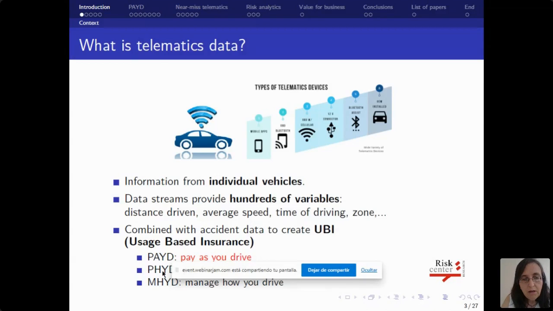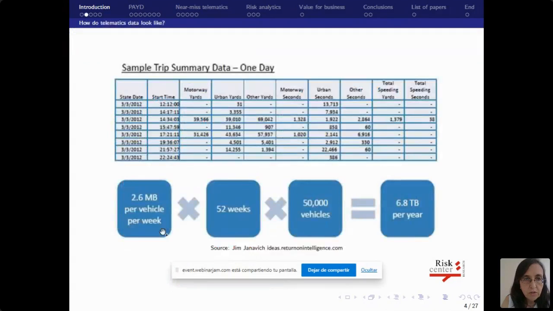There's also another way of doing this, that's pay how you drive, where you take into account how people drive. I mean, if the speed is too high, then probably the price will change. And there's a third way of doing UBI, and that's called manage how you drive, meaning that you give information back to the drivers. So essentially, these are the 3 topics that I'm going to address today.